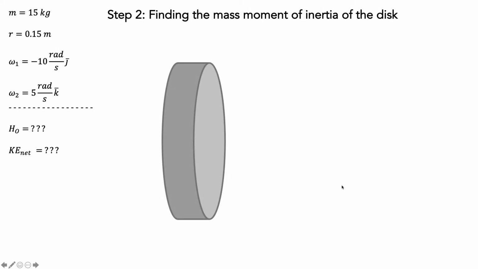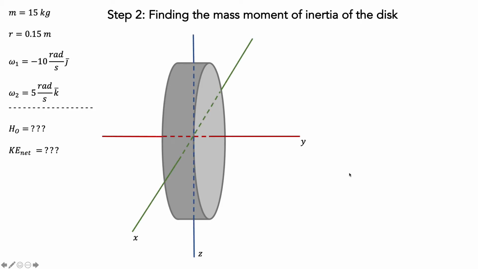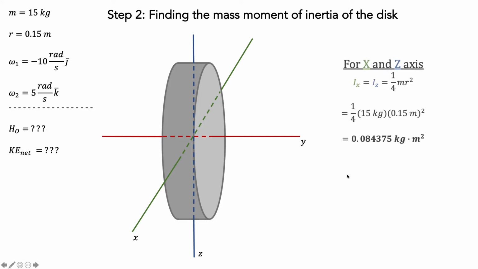Now we will find the mass moment of inertia for our disk. The equations for the mass moment of inertia for a disk are standardized and change depending on the axis. It is identical for the x and z axis because the disk is completely symmetrical about the y-axis. This means that you could spin the disk around as much as you want, but the x and z axis will remain unchanged. Using this equation, which is 1/4 mr squared, we can plug in our values from the left to determine the mass moment of inertia for the x and z axis.